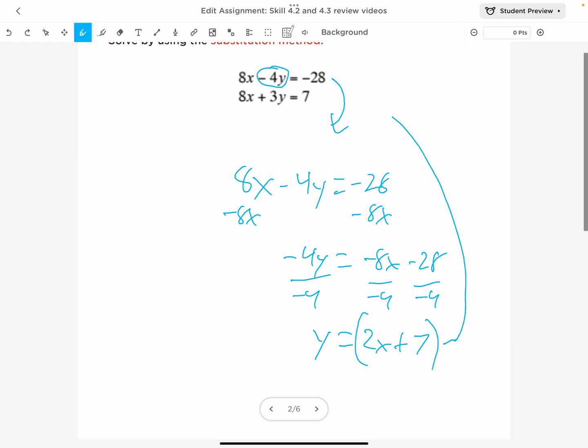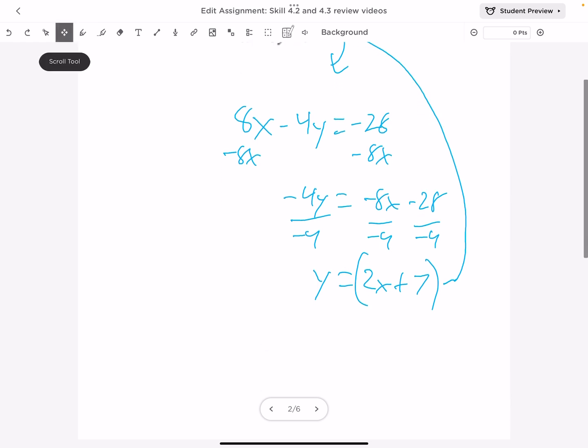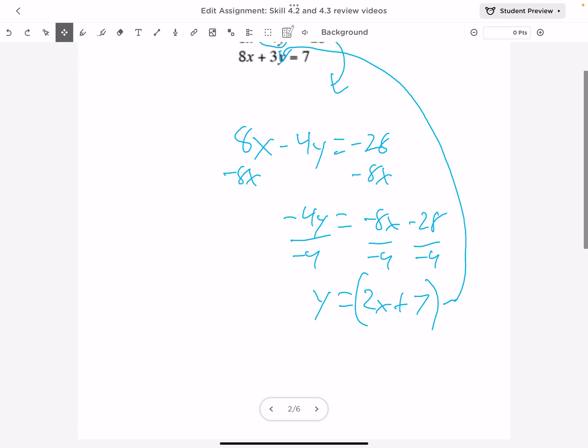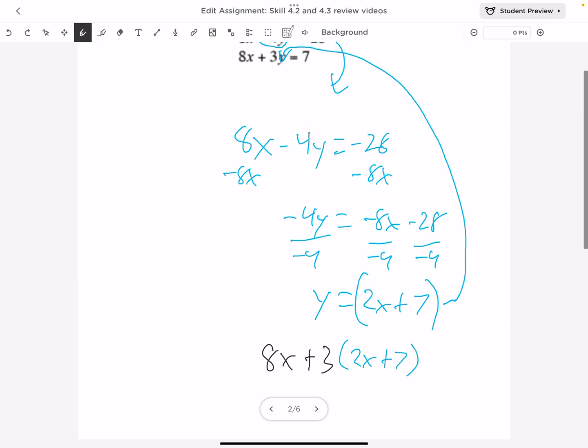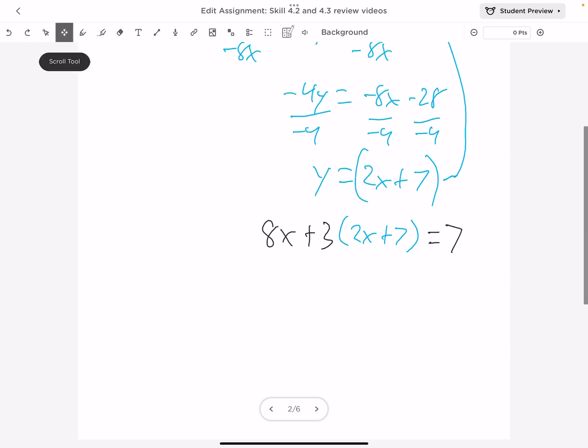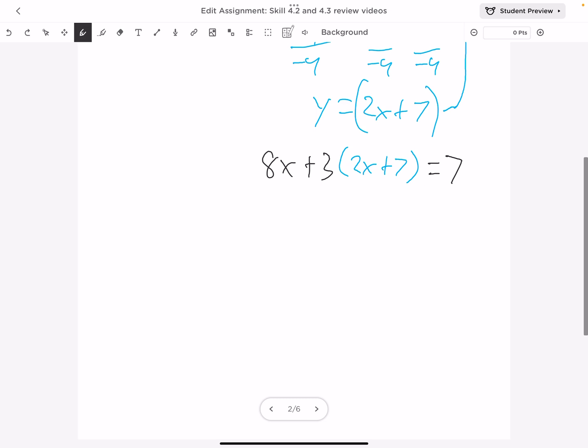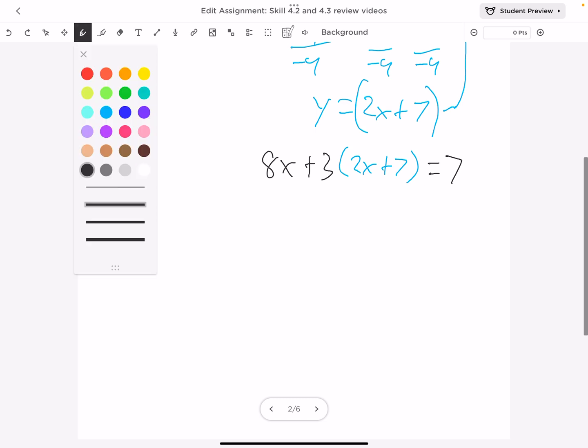So now we take this 2x plus 7, and we are going to substitute it into this y here. So when I write it, I get 8x plus 3, and instead of the y in its place, I'm putting 2x plus 7 is equal to 7, like that. And now we have one equation, one variable, so we can just solve.